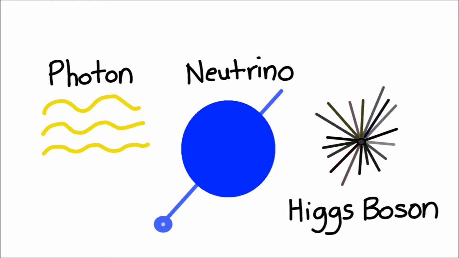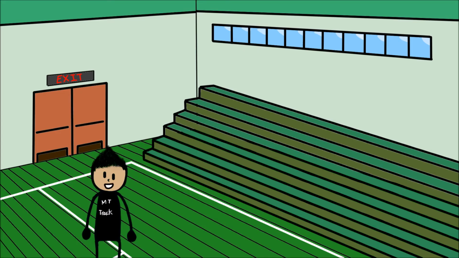Photons are particles that make up light. Neutrinos are lightweight particles that just barely interact with matter at all. Lastly, Higgs bosons are particles which help give mass to elementary particles that have mass, such as electrons and protons. Overall, particle physics and nuclear physics study these particles and how they interact.